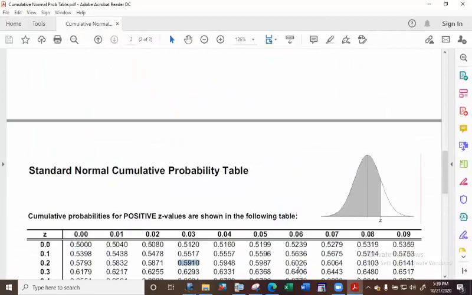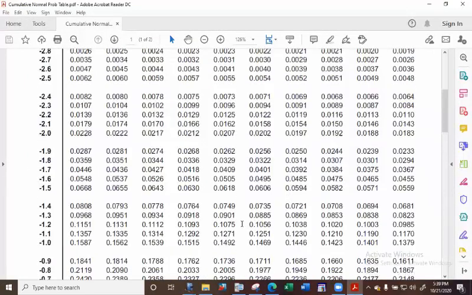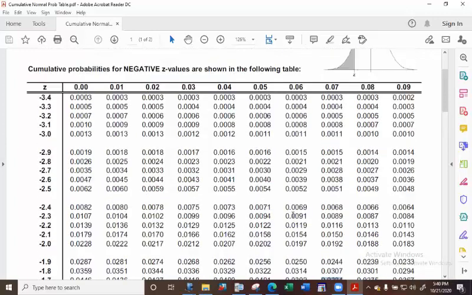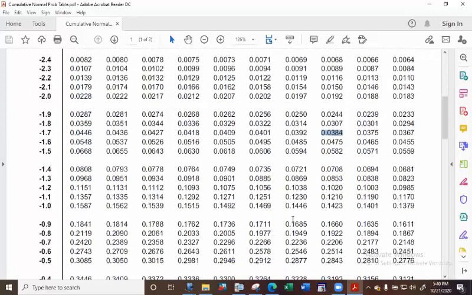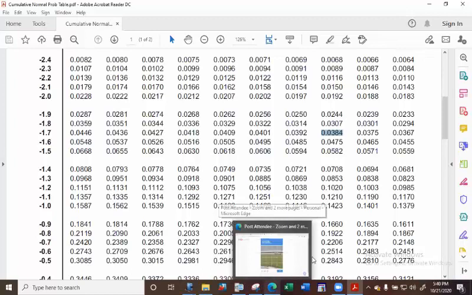That's going to be on the negative side, 0.0384. And where are you? I know you're there somewhere. There you are. Right there. It's in the negative 1.7 row and then the 0.07 column. So that translates to a z value of negative 1.77. So let's see. Back to the notes here.